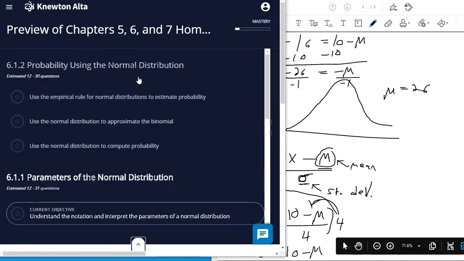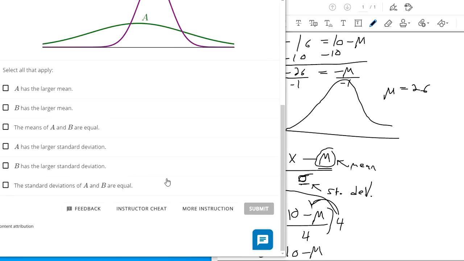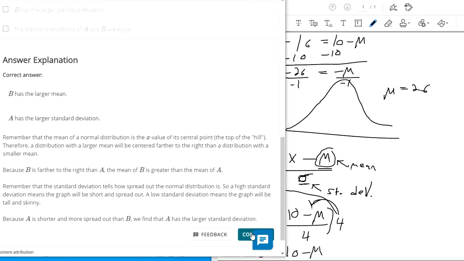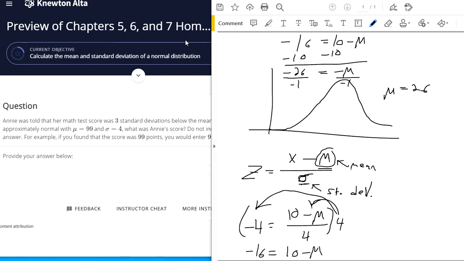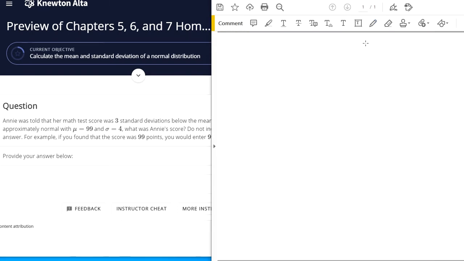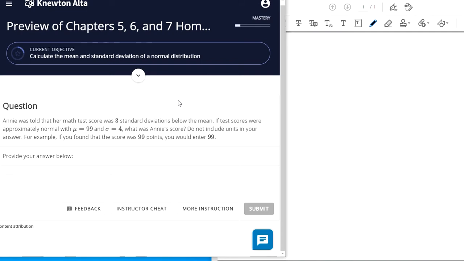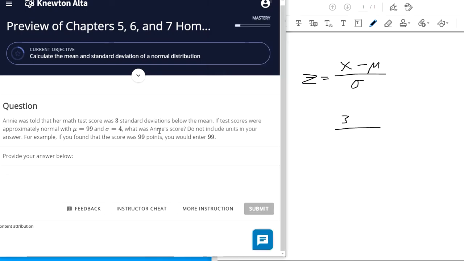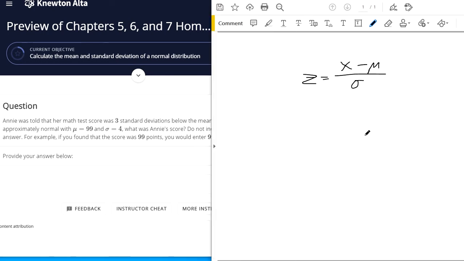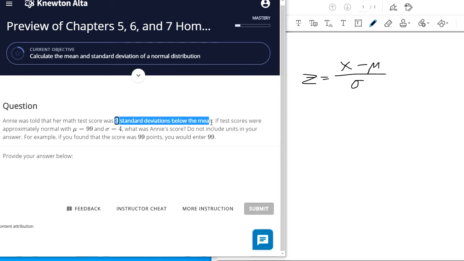So let me try to get another one here. Skip over this one. I'll make another video for this topic. This one looks similar. I think this is the one that we did from the same topic. Annie was told that her math test score was a 3, so that's going to go in for x in the z-score formula. Okay, because that's not the mean, it's not the standard deviation, it's not a z-score, so that means our x is 3. Oh, sorry, hold on. This is 3 standard deviations below the mean. That's a little different. We'll come back to that in just a second.